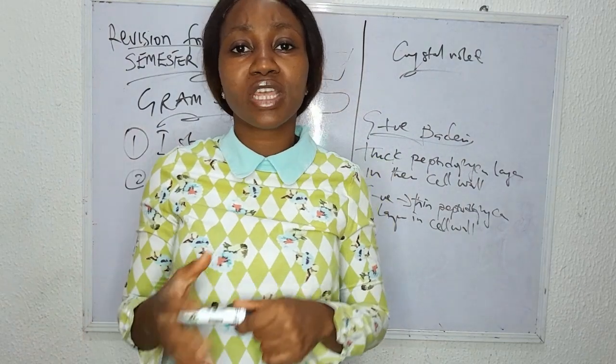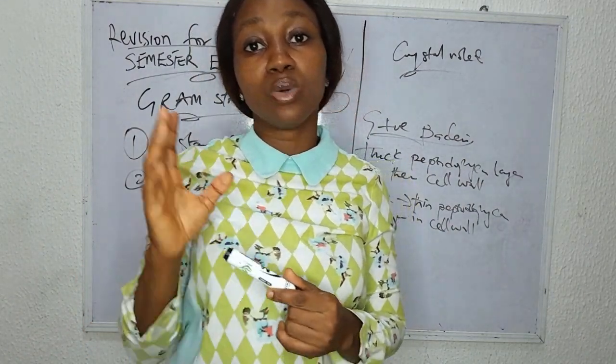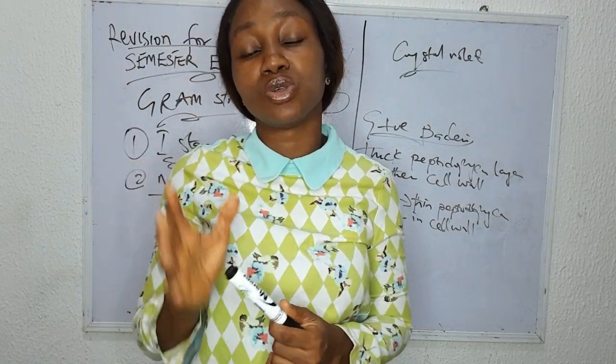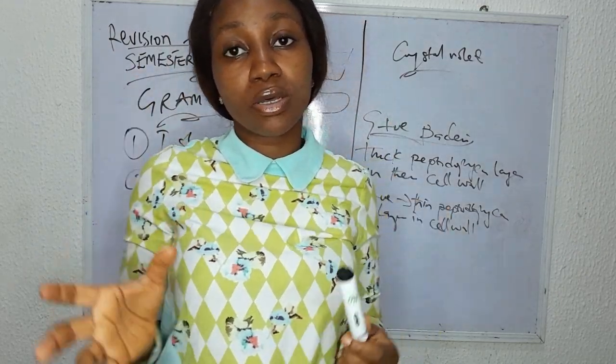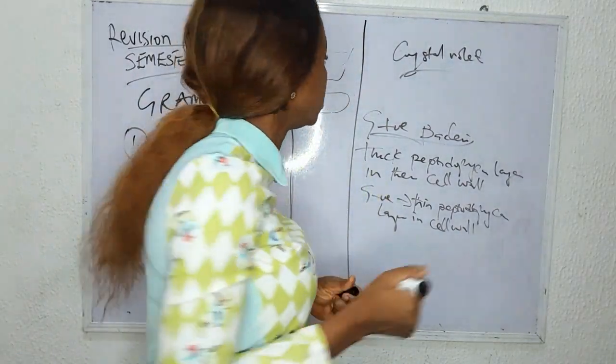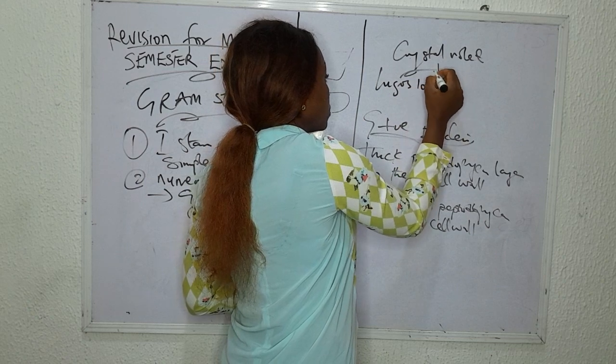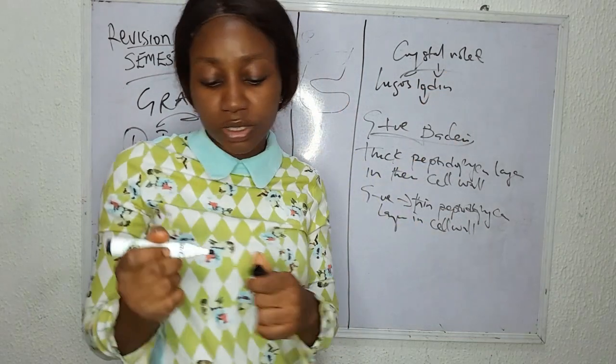After you've washed off, what are we going to add next? We're going to be adding something we call Lugol's iodine, which acts as a mordant to help the cell of whatever bacteria is present to retain the stain. So we're adding the Lugol's iodine. After the addition of the Lugol's iodine, what are we going to do?